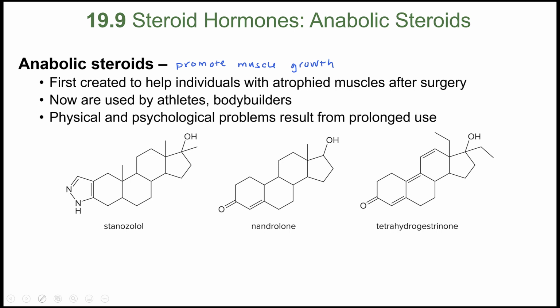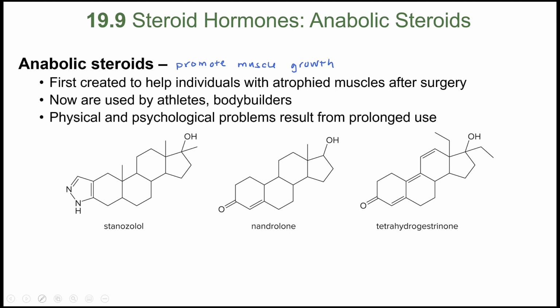They were first created to help individuals that had atrophied muscles after surgery, and now it's used by athletes and bodybuilders. As we mentioned in the last slide, physical and psychological problems result from prolonged use. So these are a couple of types of anabolic steroids that can be used, including stanozolol, nandrolone, tetrahydrostrionone. These have the same effects as testosterone, but are more stable, and they're not metabolized as quickly as designer steroid THG, which was used by Marion Jones, and that was undetected initially.